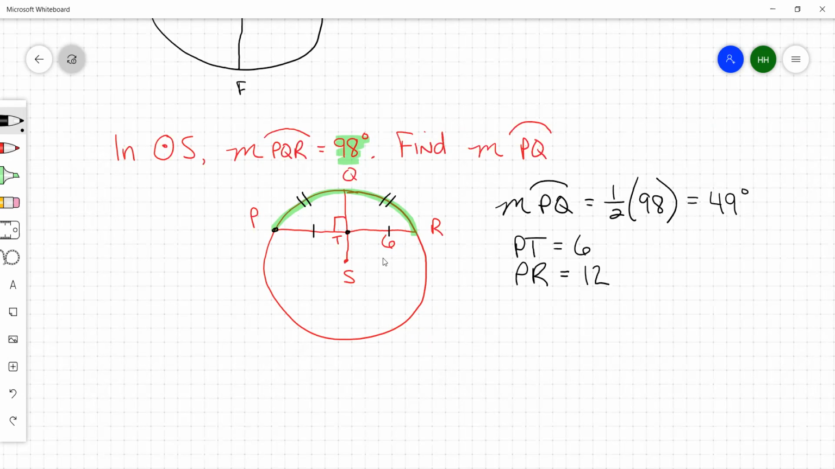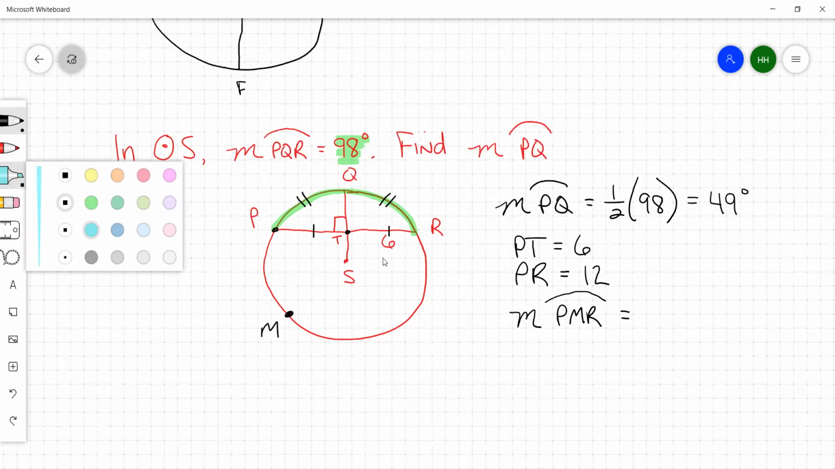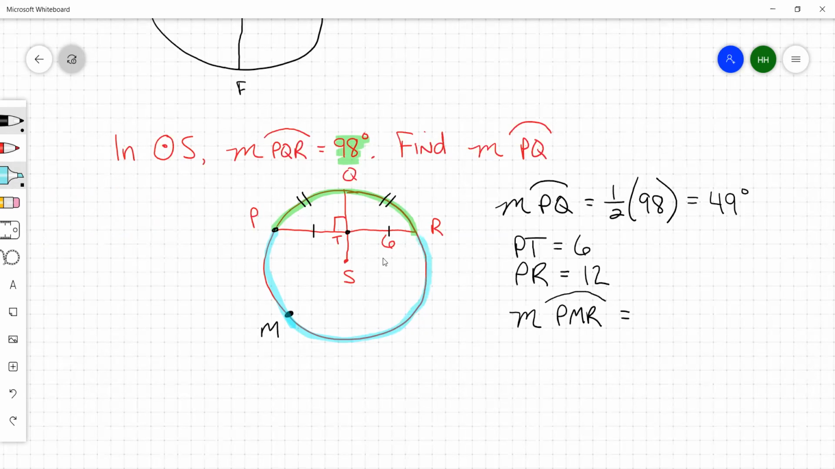All right, and let's add one more point over here. I'm going to go with M. All right, and if you had to find the measure of arc PMR, that's a major arc. And it starts at P. It goes through M. And it ends over here at R. There's PMR.